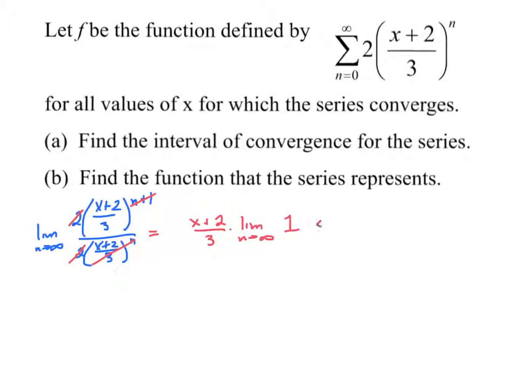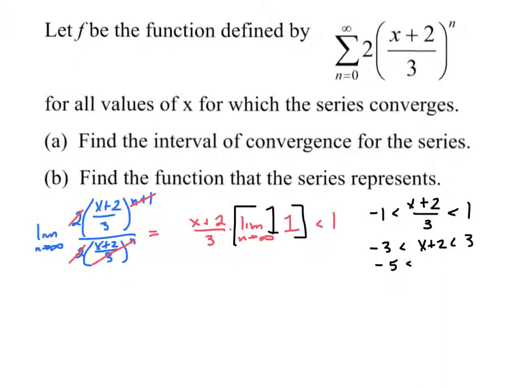And remember, with the ratio test, we're just trying to have this be less than 1. So what we're really solving, because this limit is just 1, is that x plus 2 over 3 has to be between negative 1 and 1. We've got to account for that alternating piece. So multiplying both sides by 3, and then subtracting 2, we get that. Now, we should go back and plug in those endpoints.